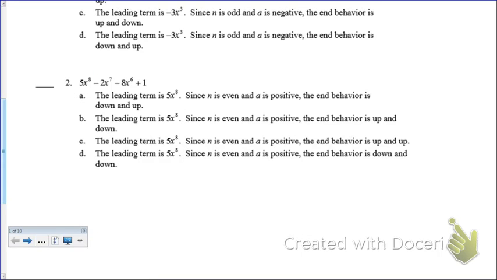Number 2, same thing. We look at that leading coefficient. You do want to make sure that they're in descending order, and you combine any like terms. This is an even function because it has an exponent that's even, which means the end behavior is going to go either up and up or down and down. This is positive, so it's going to go up and up. If the first coefficient were negative, then it would be down and down. So this is C as well.